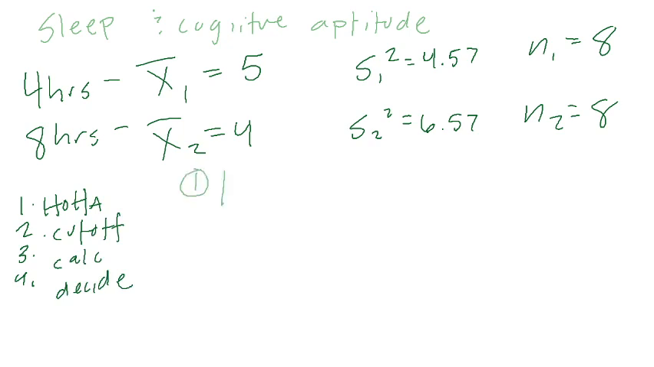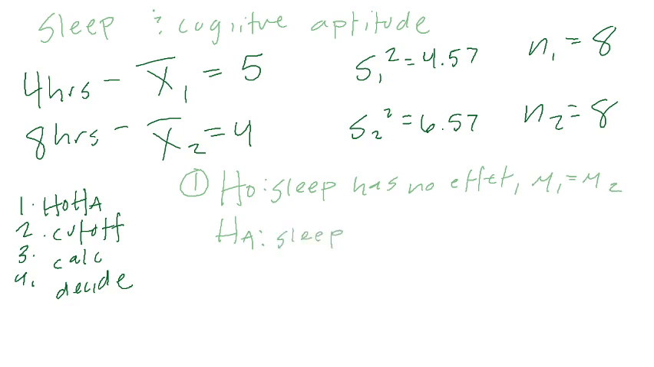All right, we always start with the HOHA. Okay, so the null hypothesis is a little bit boring here, right? It's always really going to be the same. So we're just going to say here that sleep has no effect on cognitive aptitude. All right, I'll abbreviate here. So sleep has no effect on cognitive aptitude, so both of these groups are going to perform the same, right, or fit into the same distribution. But the alternative would be that sleep improves.